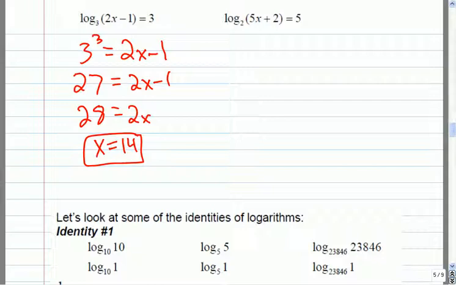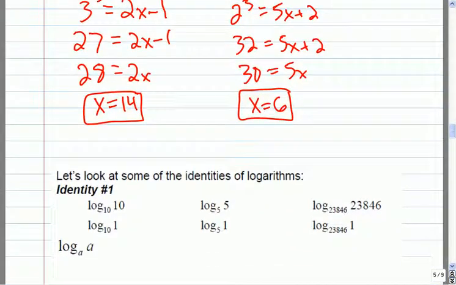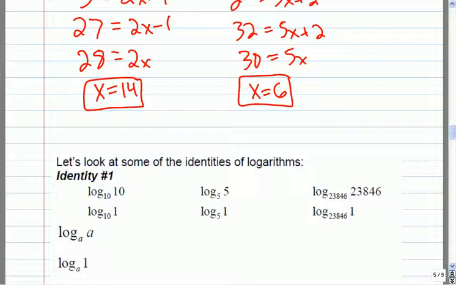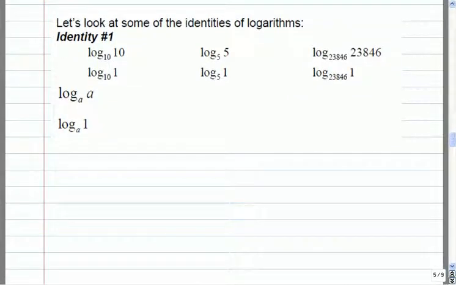Okay, can I just see a show of hands? Do we get that? Awesome. Okay, so one more. 2 to the 5th is 5x plus 2. 32 is 5x plus 2. So 30 is 5x. X is 6. Okay, so that's basically what we're going to play with for the definition for today. We're going to take a look at a couple other definitions and some things that are handy to know about logs. So let's look at some identities.